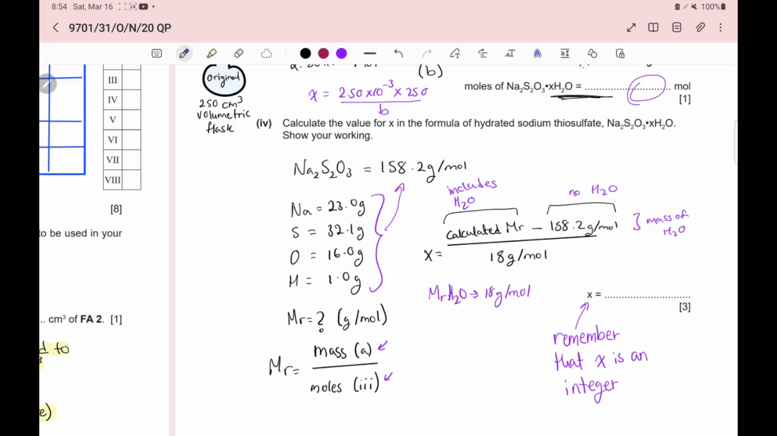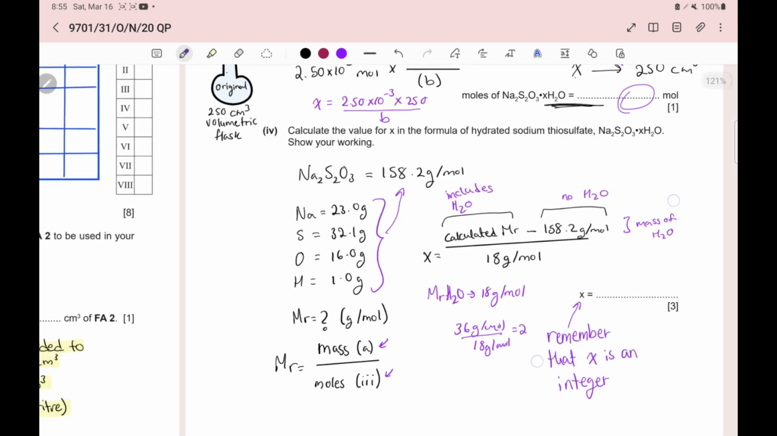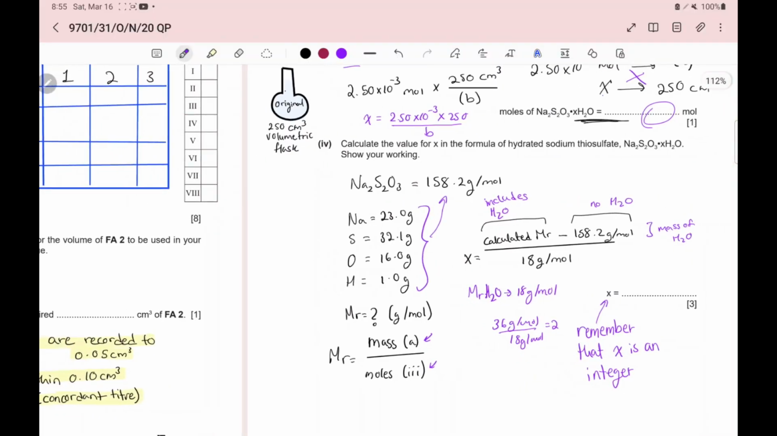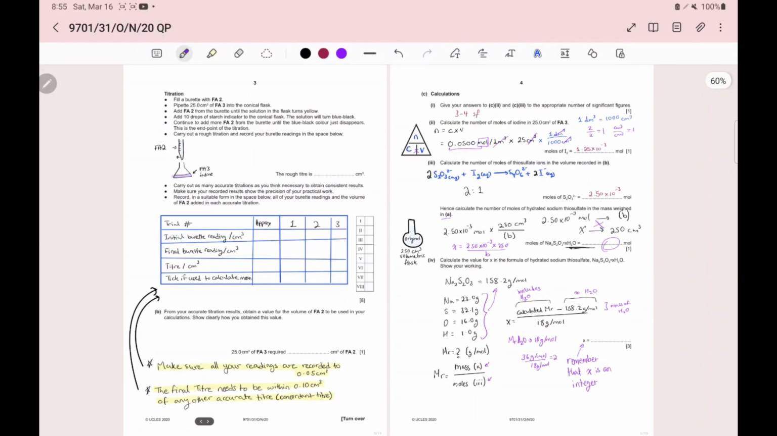So you're going to divide that. For example, if you got 36 grams per mole or something, you're going to divide it by 18 grams per mole, and that should equal 2. So your X is going to be 2. You're not going to get an exact value, so you're just going to round it up or round it down, depending on what that number is, and you should be fine. You should get the marks. Make sure it's an integer though, or you will be losing marks.